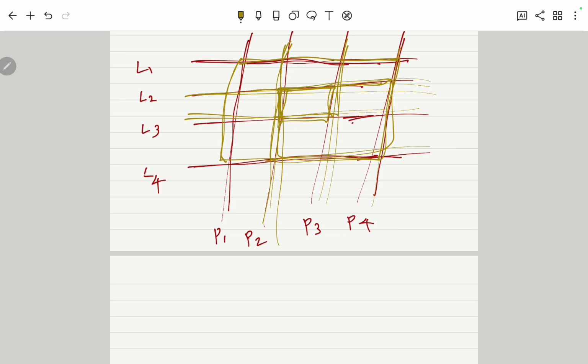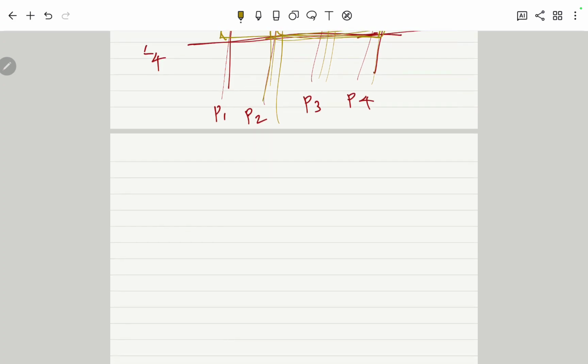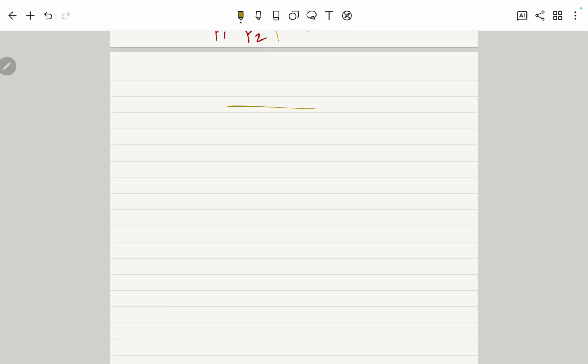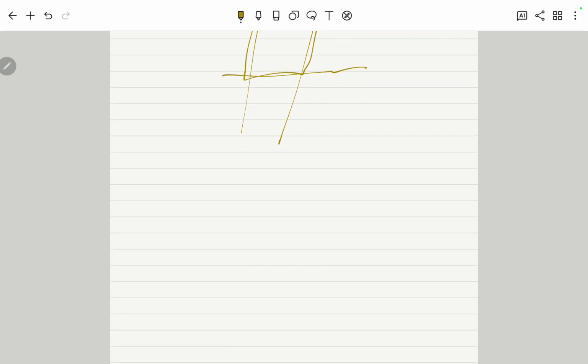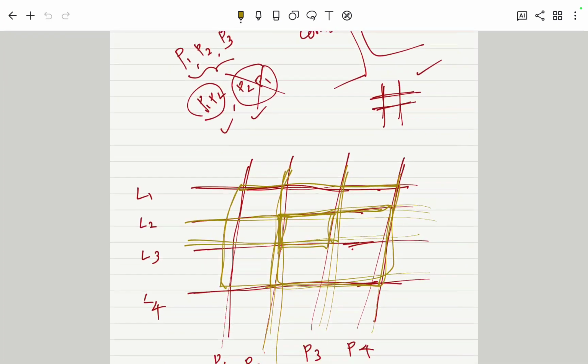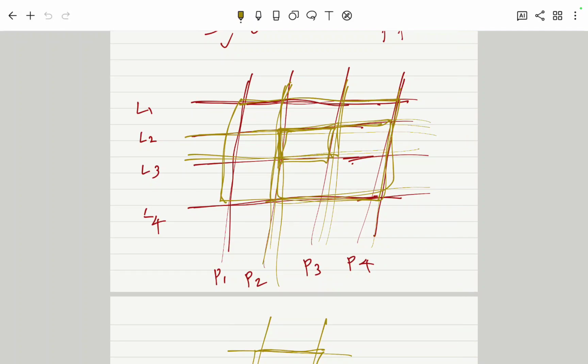What do you understand here? If we have any two lines which are horizontal and parallel, and two other lines which are vertical and parallel, we can have one parallelogram. That's the logic you have to use with the help of combination. You require two lines from each set, so from here two lines and from here two lines.